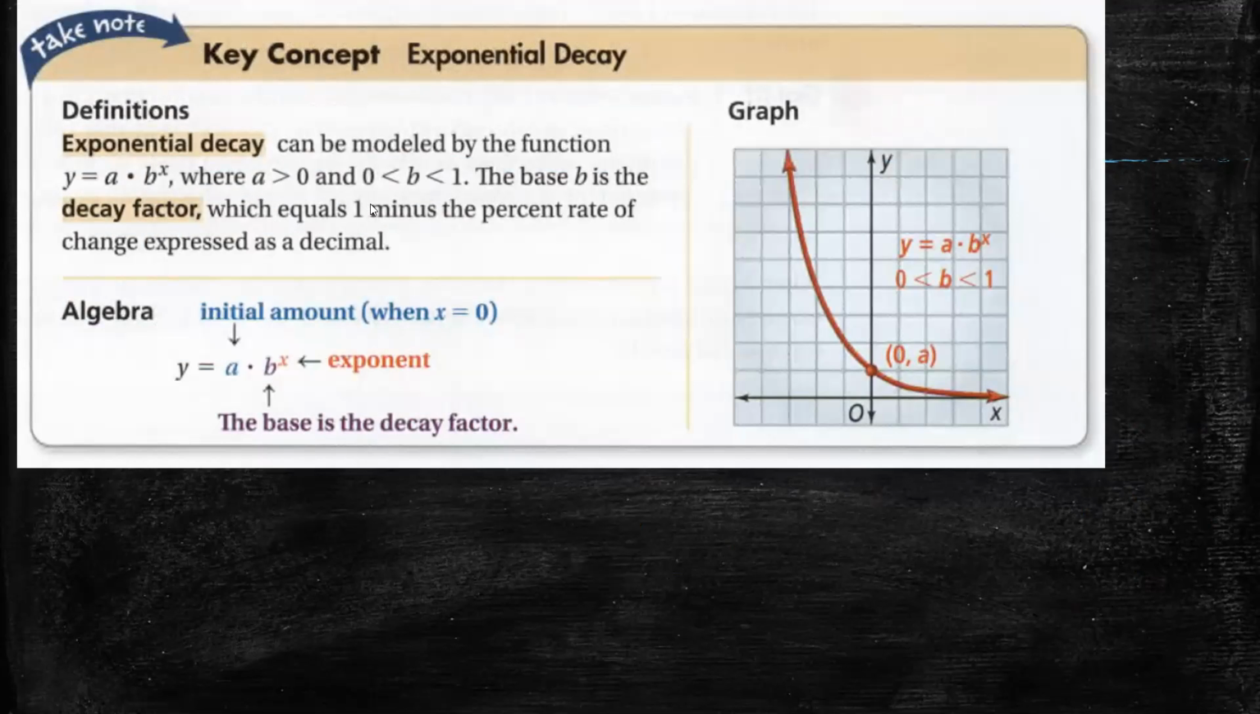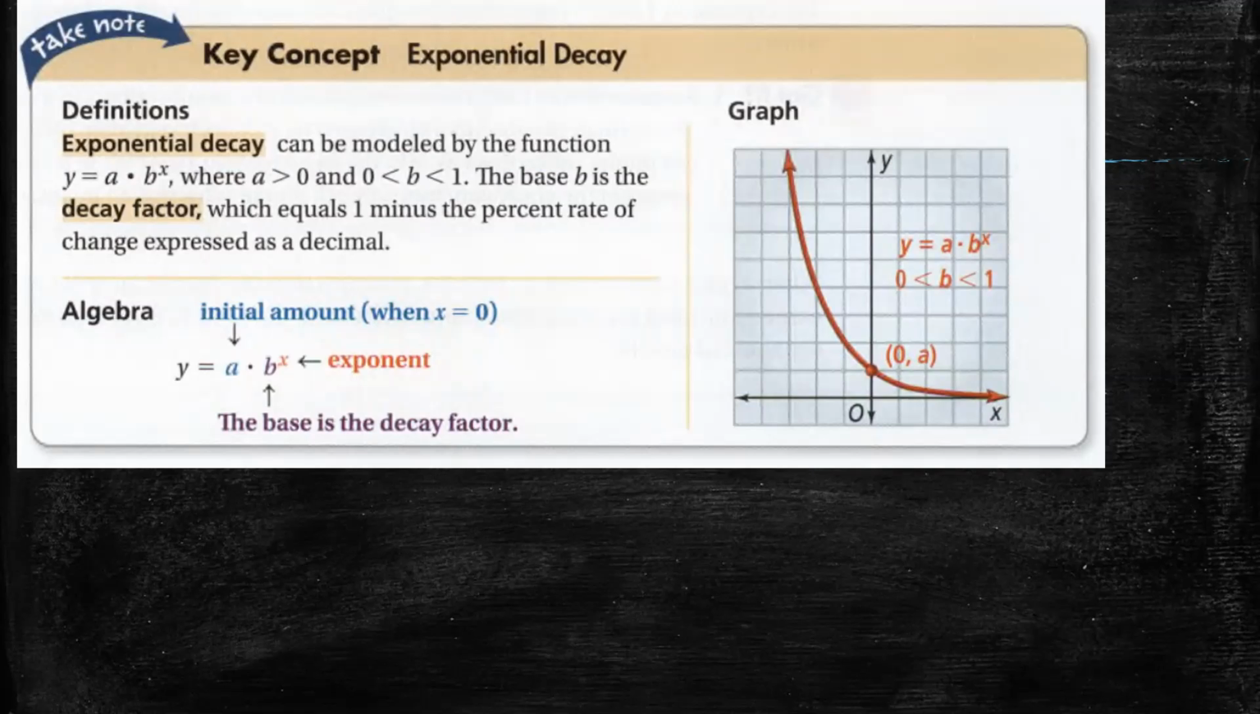So for exponential decay, the b will be less than 1 and greater than 0. It must be less than 1 and a positive number. This is for b. And a, in both decay and growth, must be greater than 0. But b, in growth, must be greater than 1, and in decay, it will be a positive number less than 1. This is for growth and decay.